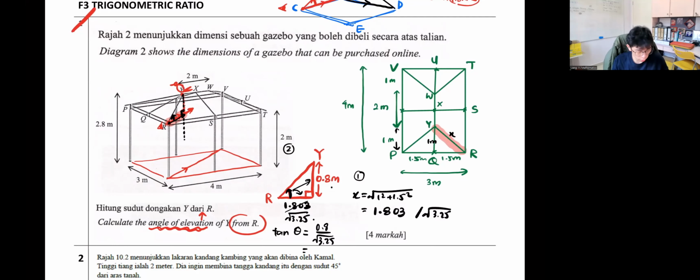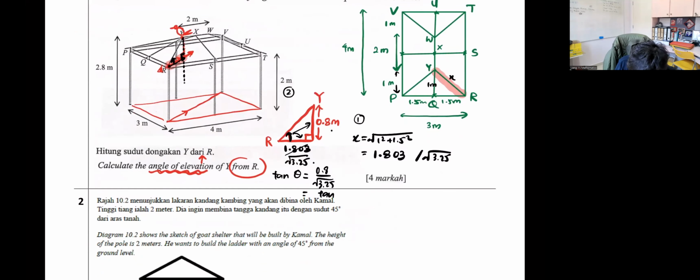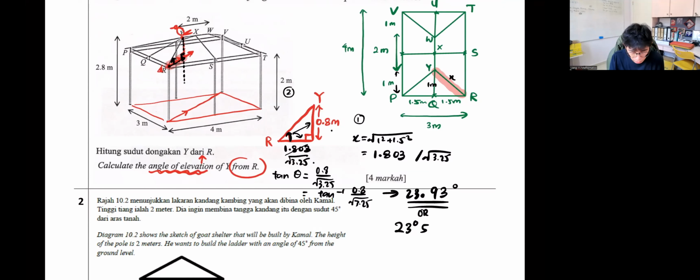Now you're going to do, as usual, shift tangent. I'm going to put the calculation here. Shift tangent 0.8 over square root 3.25. Then you get the answer already. Or maybe you can place that 1.803. Then you get your answer as 23.93 degrees. They didn't ask for degrees and minutes, so it's fine that you put 2 decimal points. If your teacher says, sorry, I want your answer in minutes, then give. That's why you see whether your teacher wrote something like this or not.